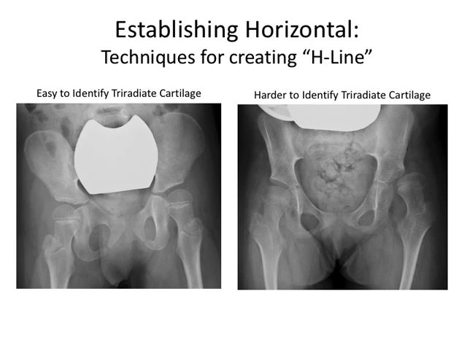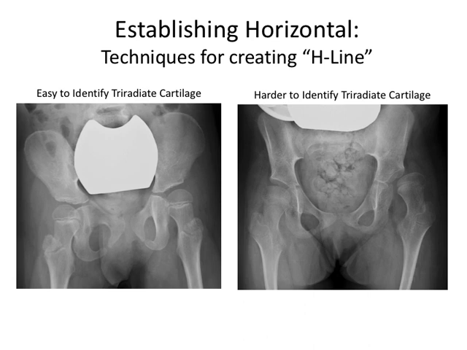So here are some techniques to establish the horizontal line, because it sometimes can be a little bit difficult. The example on your left is an example where it's relatively easy to identify that triradiate cartilage. You can see it's a nice dark line, so it would be fairly easy to be consistent about choosing the same landmark on both sides of the pelvis to draw your horizontal. Well, what about the example on your right, where you can kind of see the beginning of it, but it's sort of overlapped? It's a little bit more difficult.